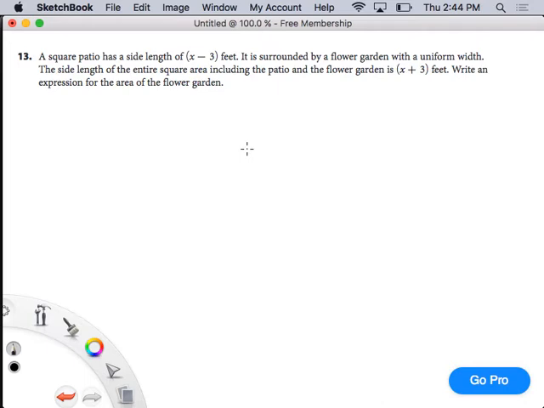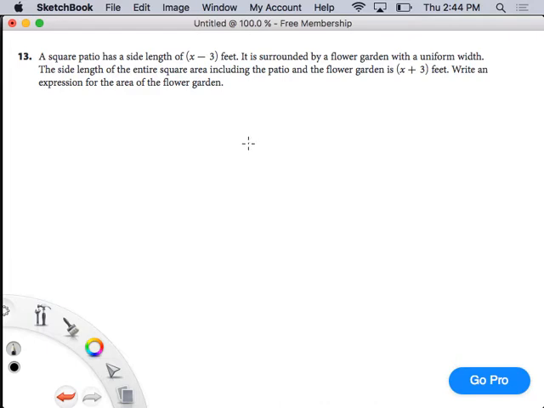Okay. A square patio has a side length of x minus 3 feet. It is surrounded by a flower garden with a uniform width. The side length of the entire square area, including the patio and the flower garden, is x plus 3 feet. Write an expression for the area of the flower garden.